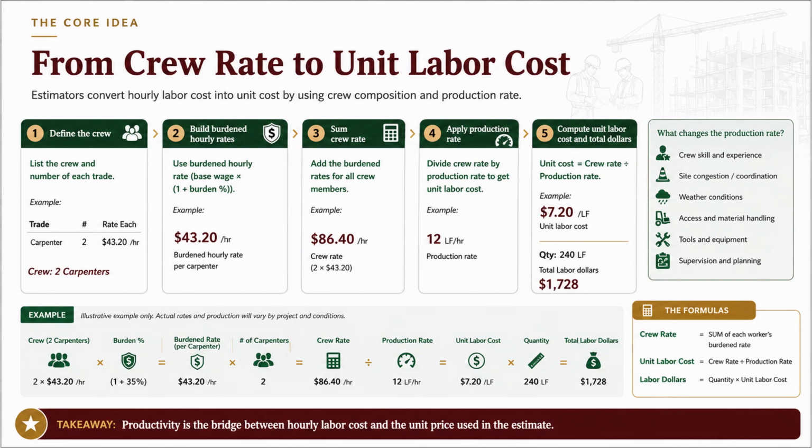Number 3, SUTA, State Unemployment. Every state runs its own fund with its own wage base and its own rate. And here's the important part. The rate is experience rated per employer. Lay off a lot of people, your rate climbs. Keep a stable workforce, it falls.